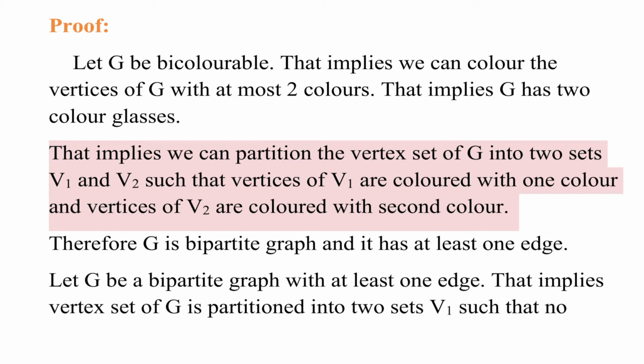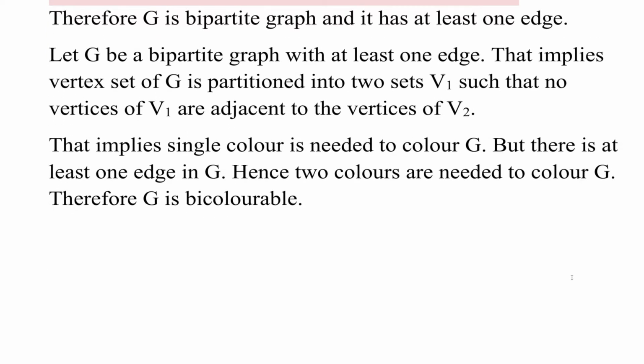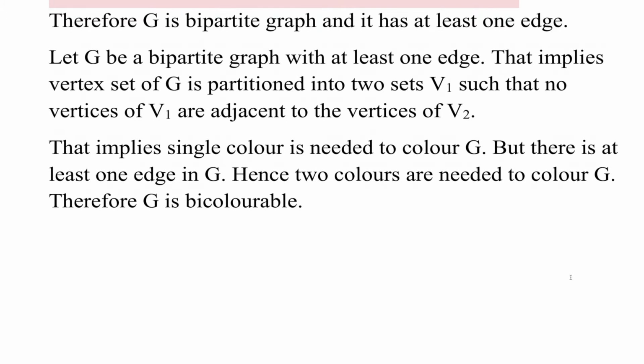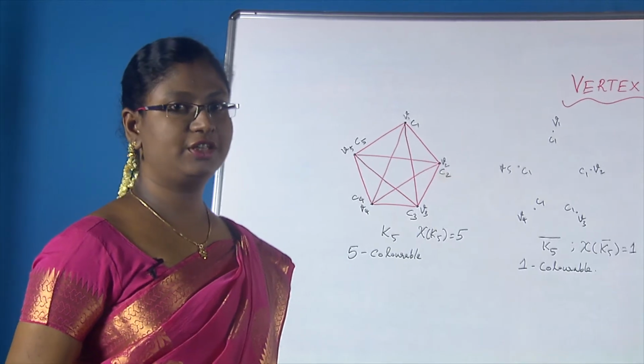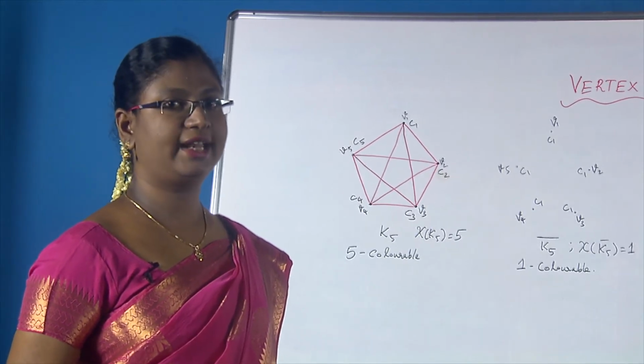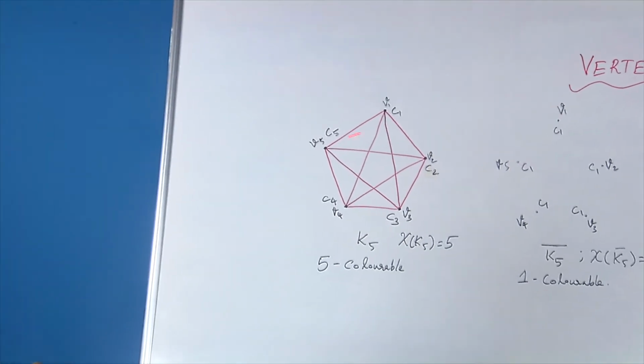Let G be a bipartite graph with at least one edge. That implies the vertex set of G is partitioned into two sets V1 and V2 such that no vertices of V1 are adjacent to the vertices of V2. That implies a single color is needed to color G, but there is at least one edge in G, hence two colors are needed to color G. Therefore, G is bicolorable. Now, we are going to apply the concept of coloring to some of the graphs. This is K5.